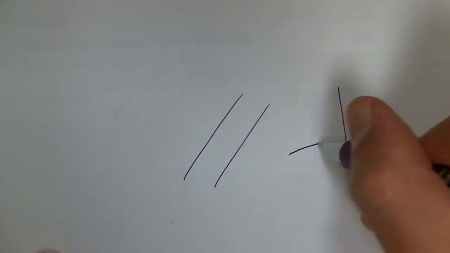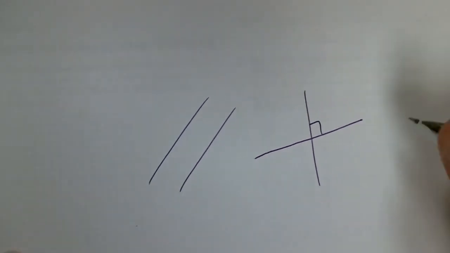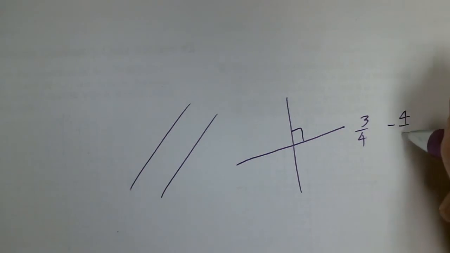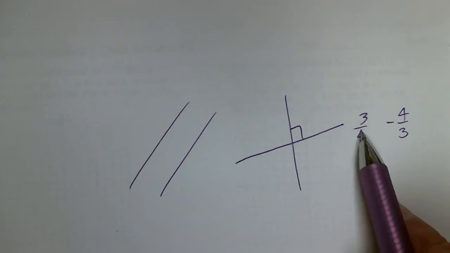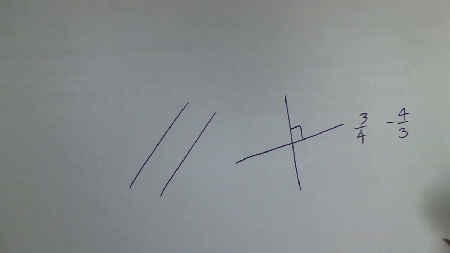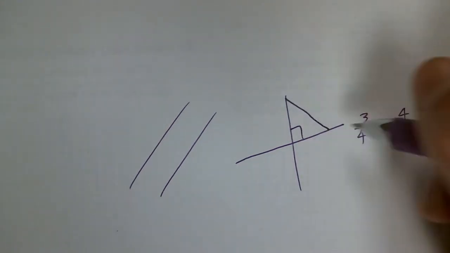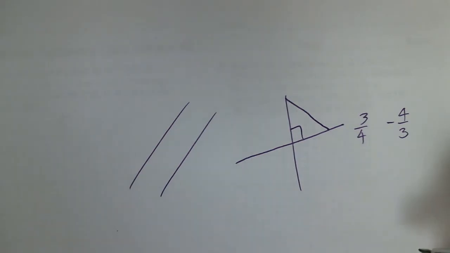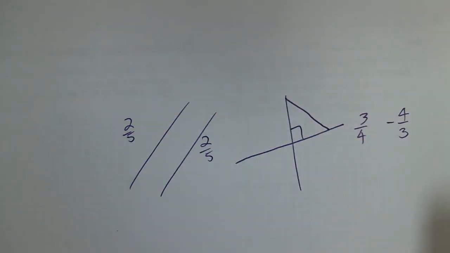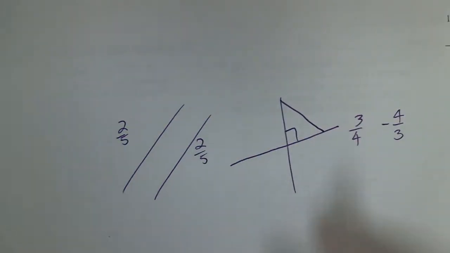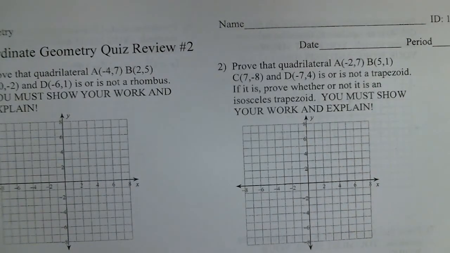If two lines are perpendicular, forming a 90-degree angle, then the slopes will be negative reciprocals of each other. So in other words, one slope might be 3/4, and the other slope would be the opposite negative reciprocal. You change the sign and you flip the fraction. 3/4 and negative 4/3 would be negative reciprocals. So in this case, maybe I'm trying to determine whether or not it's an isosceles right triangle, that kind of thing. For two parallel lines, one has a slope of 2/5, the other has a slope of 2/5. Those would be the same. Okay, that's slope.